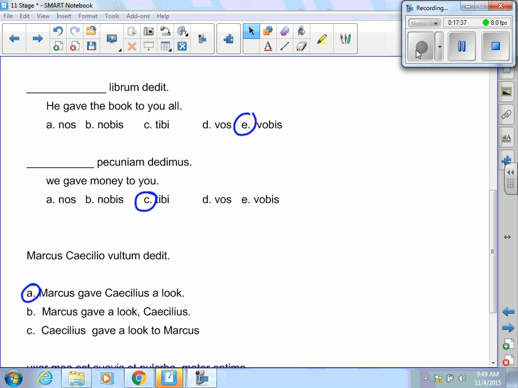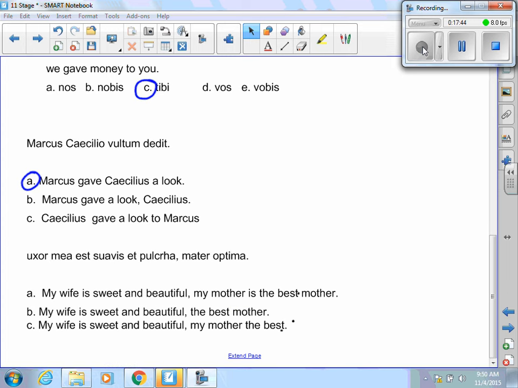The last example on this page is uxor mei est suavis et pulchra mater optima. Again, I have 3 translations. My wife is the subject in all 3 of these, so all of them are still a possibility. Is sweet is the translation for est suavis. They're still all is sweet, so we still haven't distinguished between anything. Et is and, still got ands in all of those. Beautiful, still got beautiful in all of those, so I can't eliminate any yet.